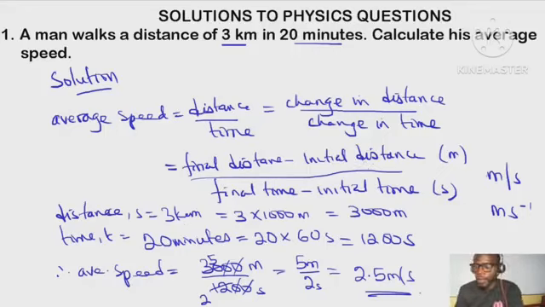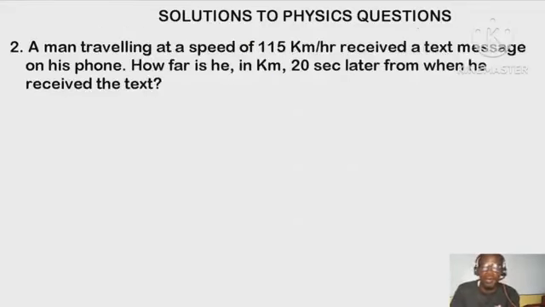Let's see what we have for question number 2. For question number 2, the question says that a man traveling at a speed of 115 kilometers per hour received a text message on his phone. How far is he in kilometers 20 seconds later from when he received the text? Now let's see how we are going to solve the question.